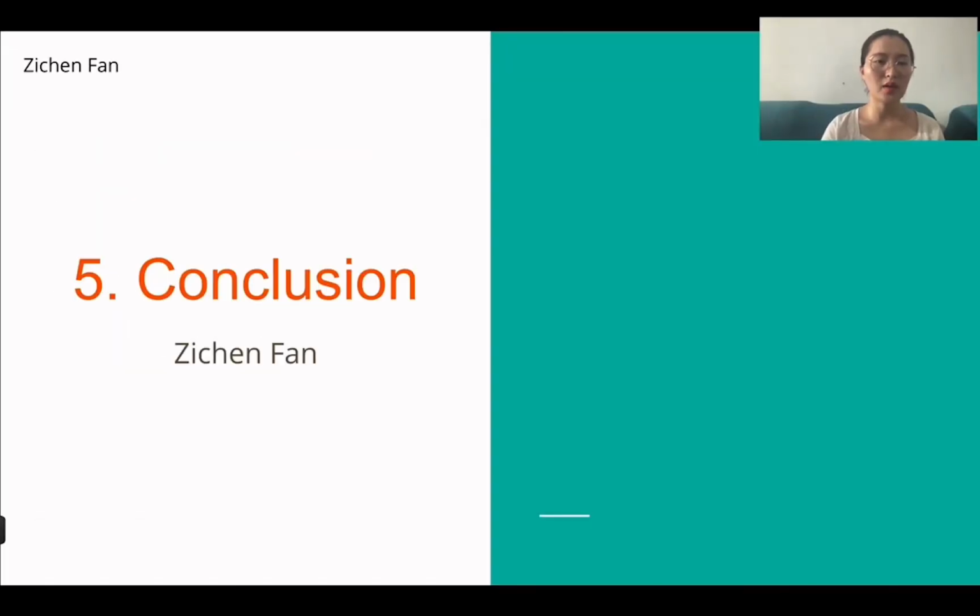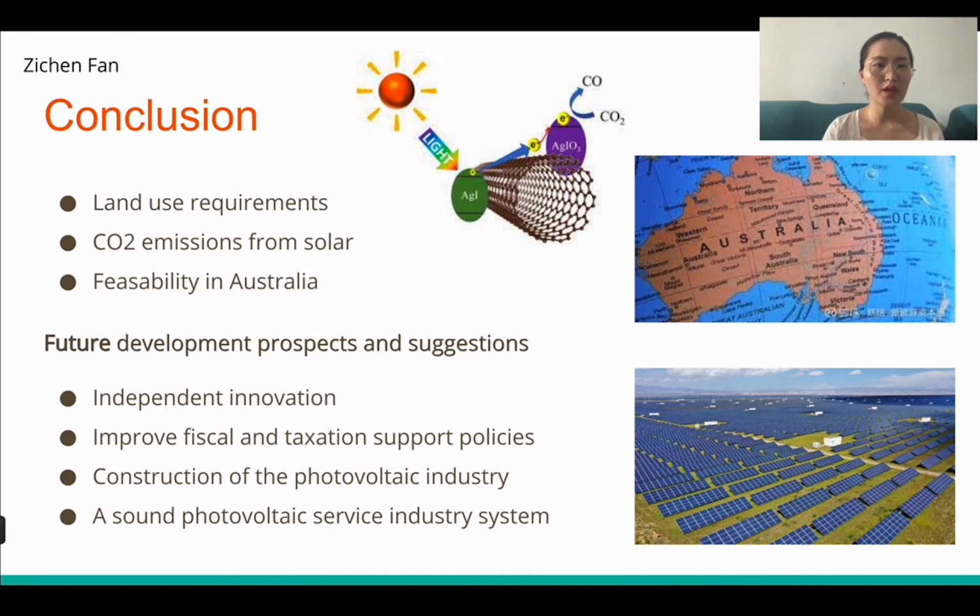Now, I will make a conclusion. Through the above information, we have a certain understanding of solar energy in these 3 aspects: land use requirement, carbon dioxide emission from solar, and feasibility in Australia. For example, the requirement for land is low, and solar energy is pollution-free. There is no need for abundant water sources, and there is no need for convenient transportation. It has huge potential and feasibility in the future.